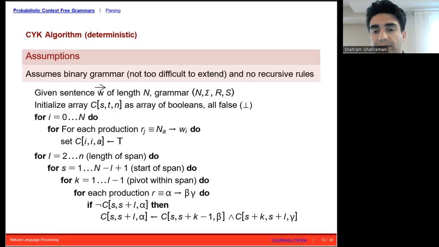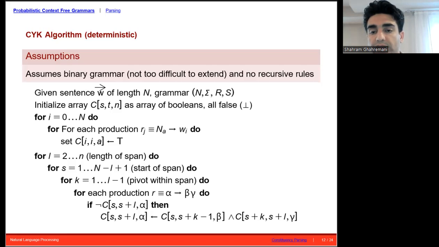Now we need to consider spans of increasing length L. These spans start at position S and have length L. They also have an associated pivot position K, and this pivot position tells us whether this larger span is broken up into two subspans. So what we are trying to do is check, for every rule in our grammar that takes a left-hand side alpha and produces a right-hand side beta and gamma, where we switch from beta to gamma.